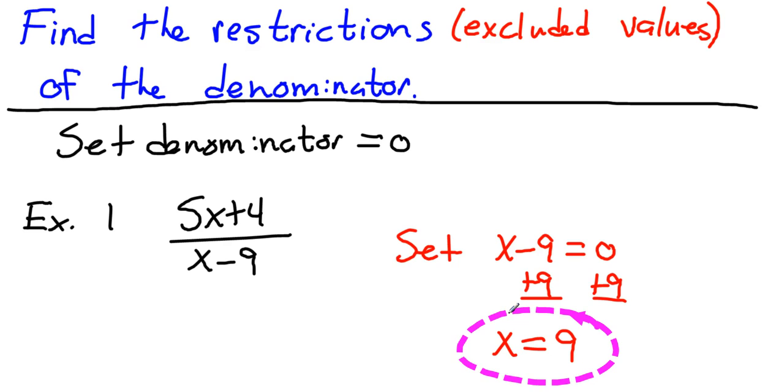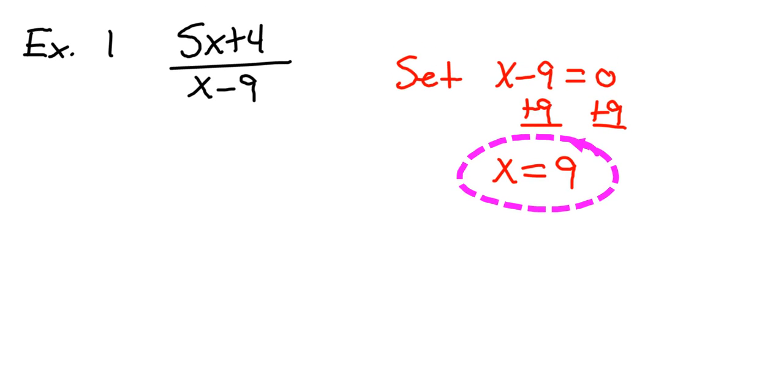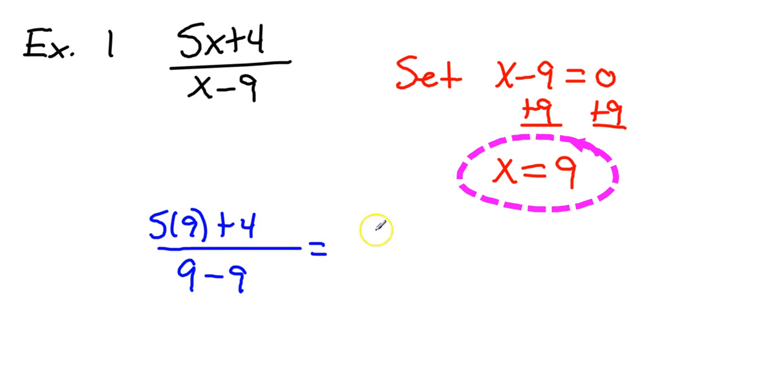Now, here's the reason why that works. Here's why you have to get rid of that one value. What happens, and you don't have to write this down, this is just explaining, if you plugged in that 9? That's 9 minus 9 on the bottom. You have 5 times 9 plus the 4 on top. That's 45 plus 4, that's 49. That's 49 over 0.